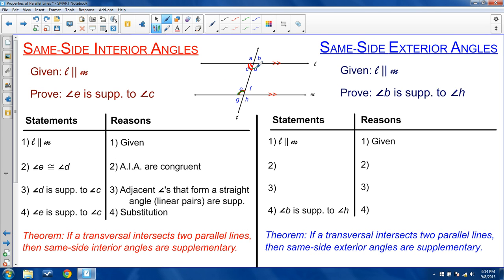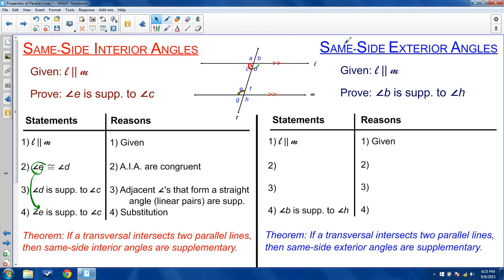Angle D is supplementary to angle C, as you can tell here. Now, your reason, you could say something about linear pairs. We haven't really used the term, but adjacent angles that form a straight angle are supplementary. They both add to 180. So if angle E is congruent to angle D, and angle D is supplementary to angle C, then angle E must be supplementary to angle C. It takes the place of D because they're congruent. That one's substitution. So if D is supplementary to C, E also must be supplementary to C. So the theorem: if a transversal intersects two parallel lines, then same side interior angles are supplementary.